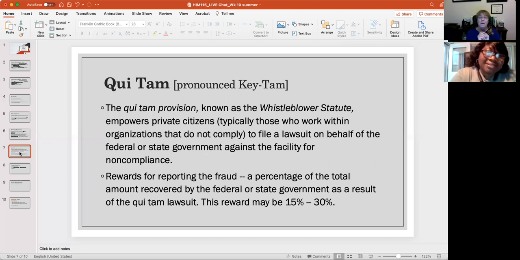Yepper. All right, there's one more thing I want you to be aware of that is included. It's actually included in HIPAA, and it's known as the qui tam provision, and you'll see it's Q-U-I, but it's pronounced "key tam." That's what I put that there for you. Okay. The qui tam provision is also known as the whistleblower statute. And this is the federal government protecting you. If you see something, say something.